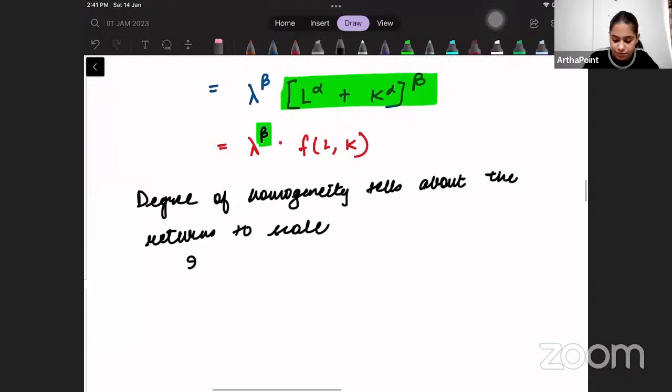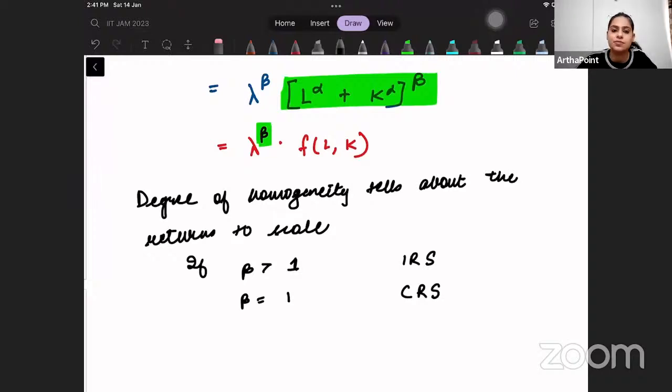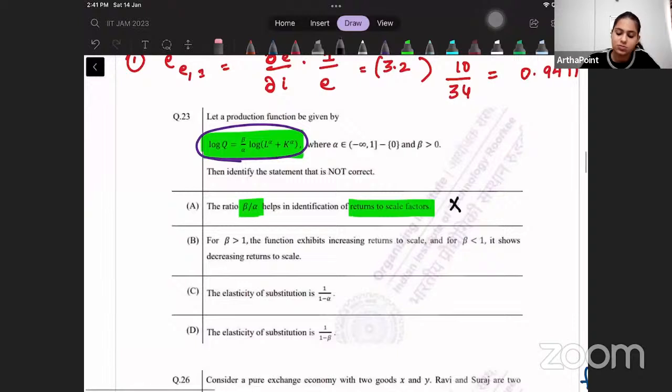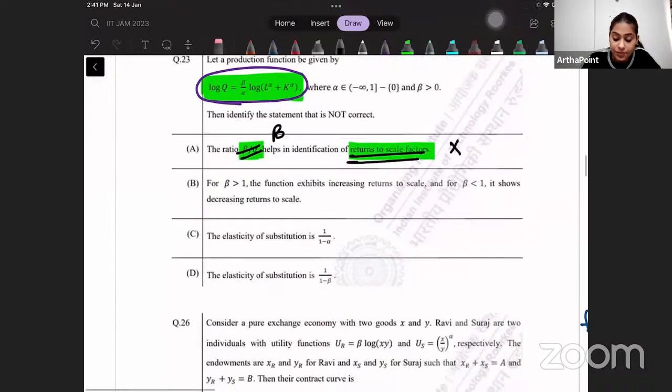So if your beta is greater than 1, it is increasing returns to scale. If beta is equal to 1, constant returns to scale. And if beta is less than 1, decreasing returns to scale. So on that aspect, can I say that this first part is wrong? Because it is not beta by alpha, but beta that decides returns to scale. Now look at the second one. If beta is greater than 1, increasing returns to scale, less than 1, decreasing returns to scale. Correct.